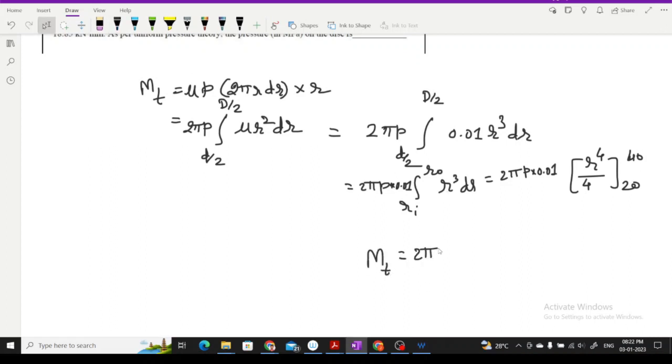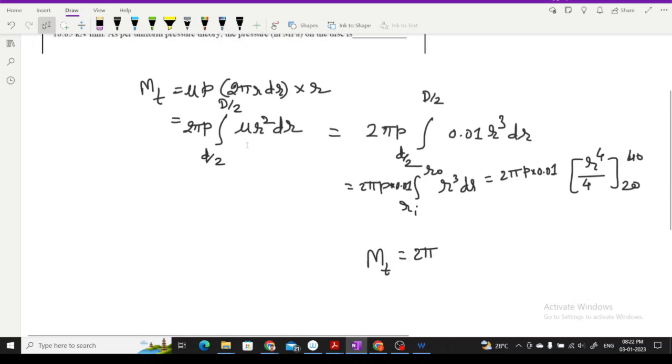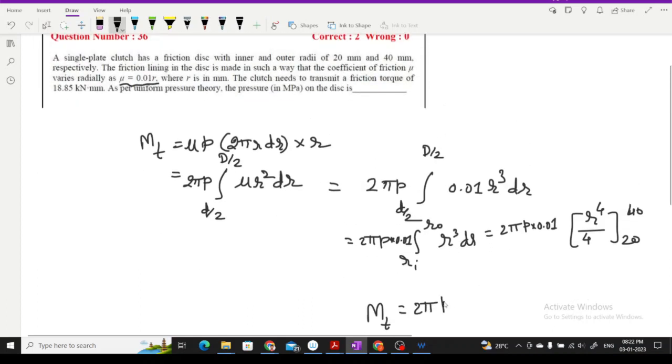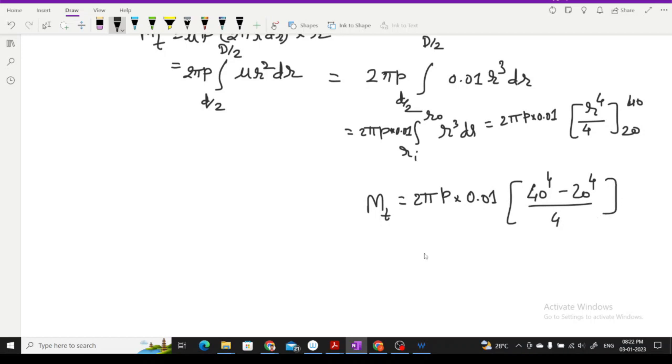So once you simplify this, what is p? That is to be found out, sir. It is to be calculated. So this p you need to calculate. M_t is provided, right? 18.85 kilometer. Okay, so here we can do p times 1.01, and 4.4 is 4.4, and this M_t is 18.85 times 4. Is it correct? Which will give you this pressure. So this pressure will be 0.5 MPa.